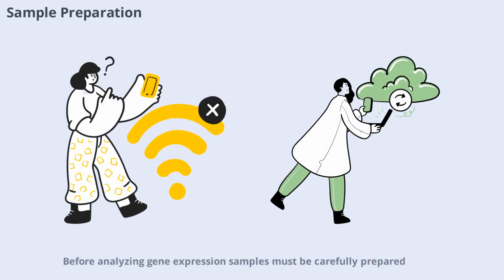For analyzing gene expression, samples must be carefully prepared. This involves isolating RNA from cells or tissues, ensuring it's pure and intact. The quality of RNA is crucial, as degraded samples can lead to inaccurate results. Researchers use specialized kits and protocols to extract and assess RNA, setting the stage for reliable gene expression analysis.